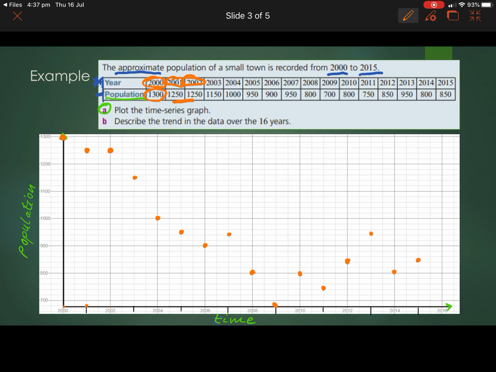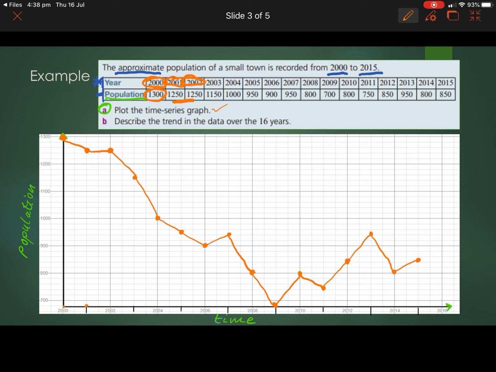Now remember that with time series, you always have to join all your lines. So I'm going to go through and do that now. Just join them all up, just like this. There we go. So we have our time series graph. We've plotted it, and we can now see it on our graph.